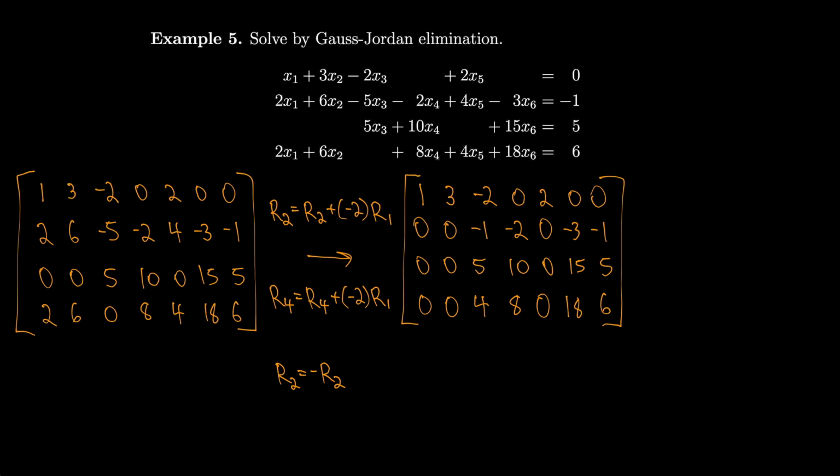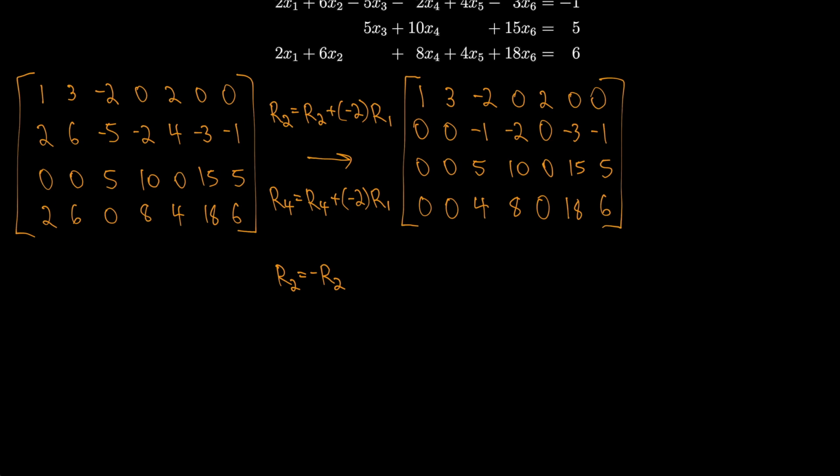At the same time, we could eliminate the 5 and the 4 by adding multiples of row 2 to them. So how about, after we make this negative, this will become a positive 1. So let's multiply it by negative 5 to eliminate the 5, and multiply it by negative 4 to eliminate the 4. So we will set row 3 equal to row 3 plus negative 5 times row 2. And we'll set row 4 equal to row 4 plus negative 4 times row 2.